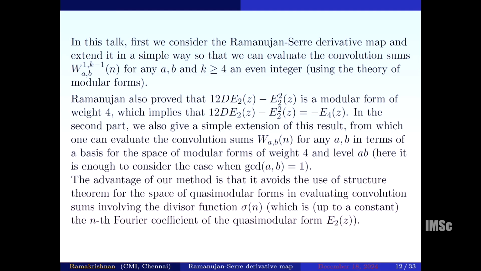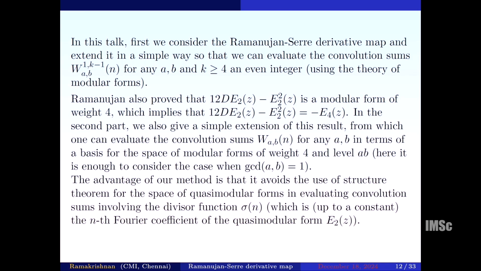In this talk, first we consider the Ramanujan-Serre derivative map and extend it in a simple way so that we can evaluate the convolution sums W_{A,B}(1, k-1), where one of them is 1 and the other one is any odd integer, using the theory of modular forms.